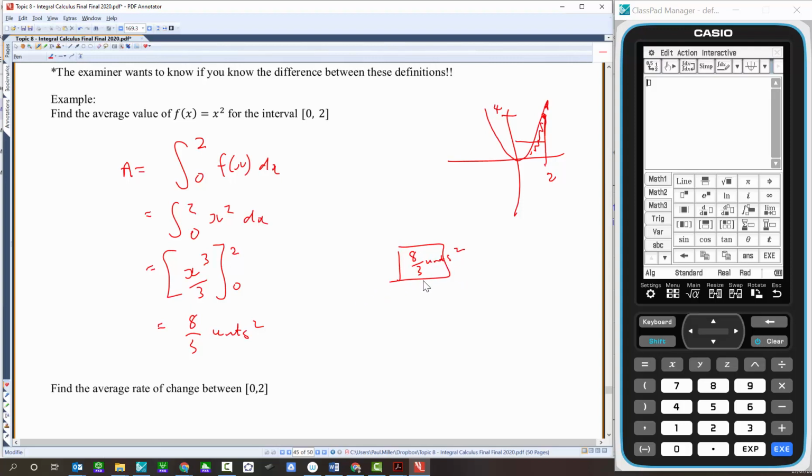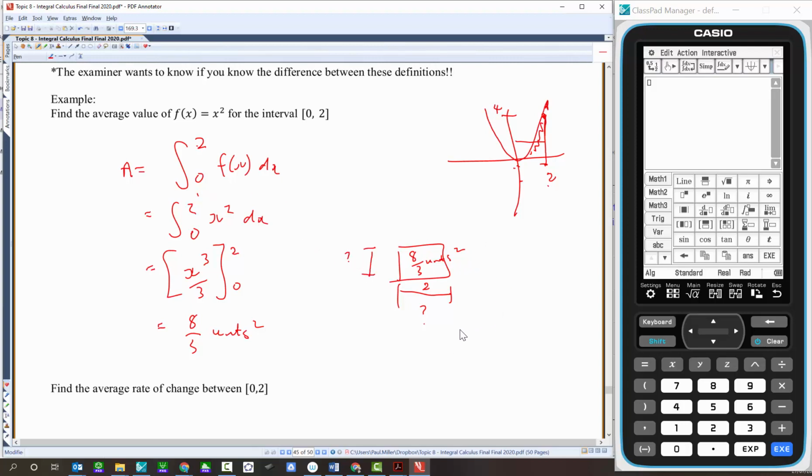Now, what's this going to be? Well, that's going to be this length here, which is 2 take away 0, which also happens to be the subtraction of the terminals. So this is going to be 2, and the average value will be the height of this.